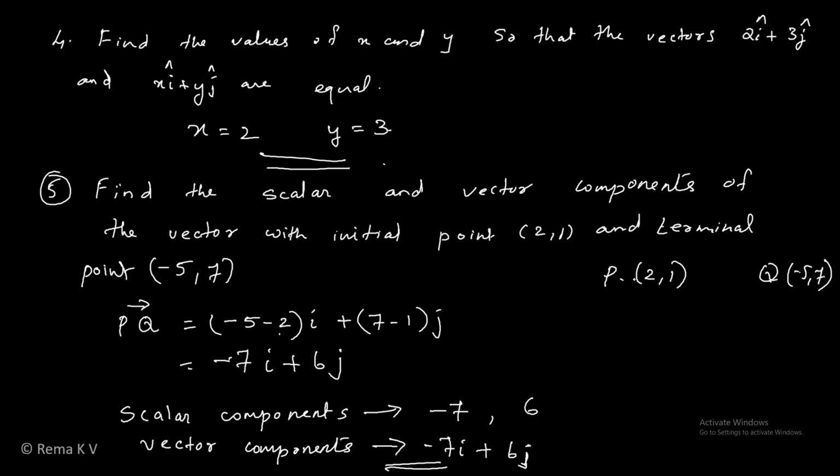So here 2 points P and Q are given. To write the vector, what we have to do is x2 minus x1, that is coordinates of this Q, that is to be considered first. x2 minus x1 i plus y2 minus y1 j. Okay, now the next one.